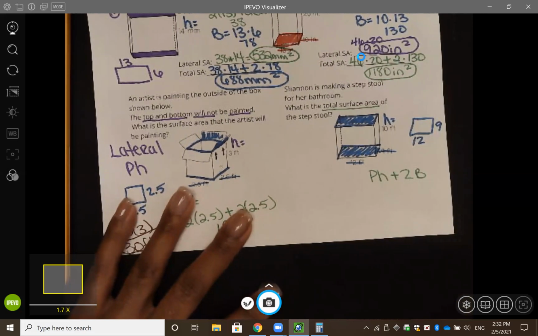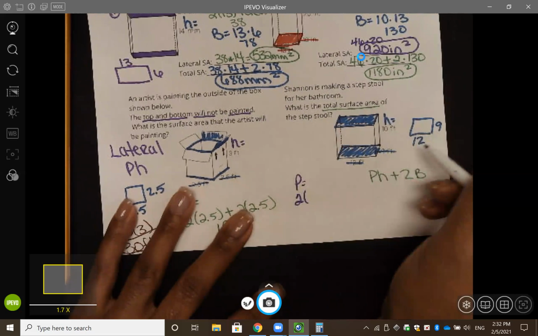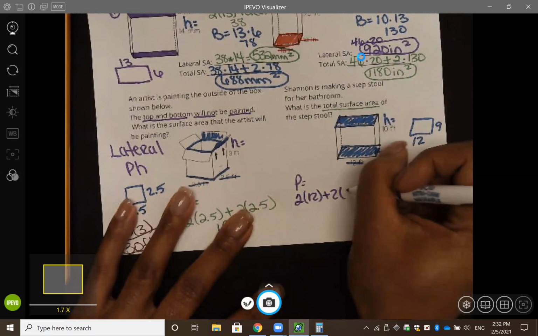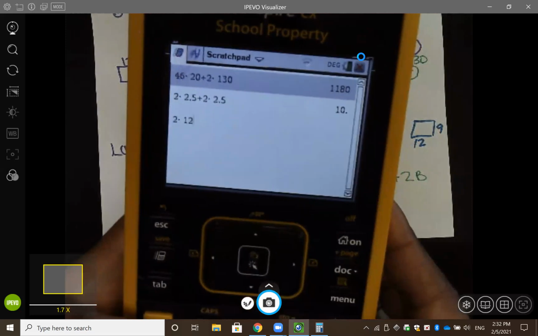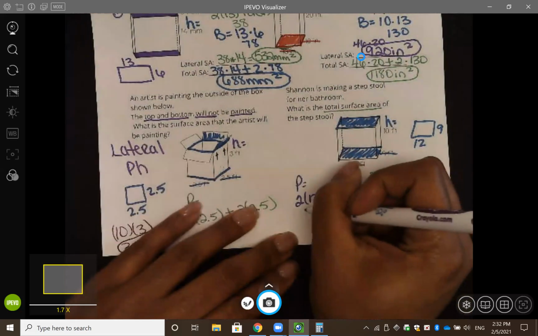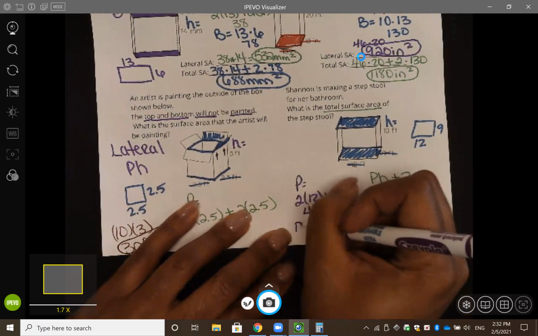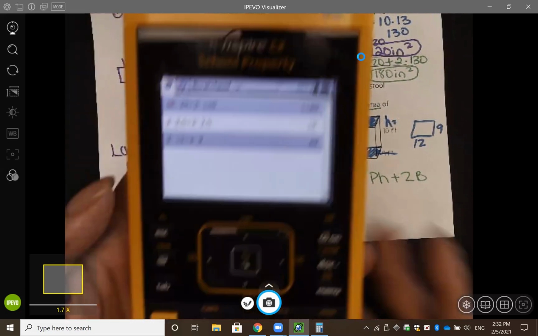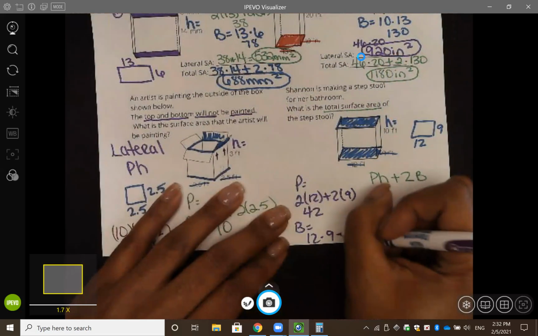Let me start identifying my different parts. My perimeter is 2 times my length, which is 12, because that comes off the base, plus 2 times my width, which is 9. In my calculator, I'm going to do 2 times 12 plus 2 times 9, and we got 42. So the perimeter is 42. My height is there. The last thing I need is my big B, which is length times width, so 12 times 9. And when I do 12 times 9, I'm going to get 108.